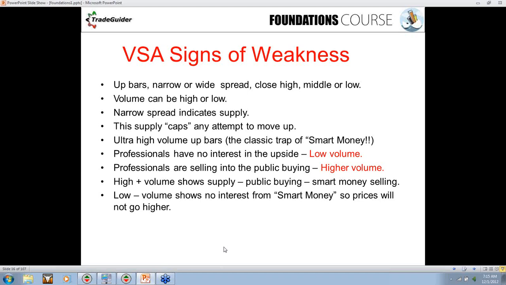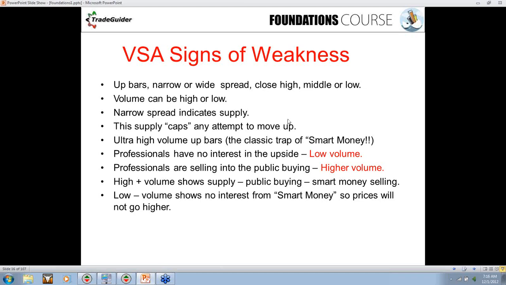Professionals have no interest in the upside, you get low volume. Professionals are selling into the rush of buying from the public, higher volume. High volume shows supply, public buying, smart money selling. Low volume shows no interest from the smart money, so prices will not go higher. Let's have a look. You're going to get a copy of that slide next week, it's a very important slide.